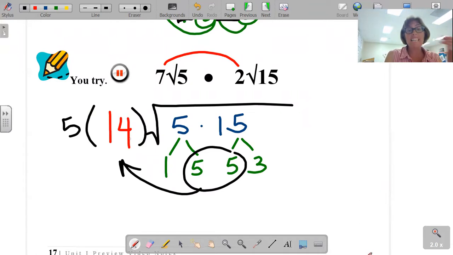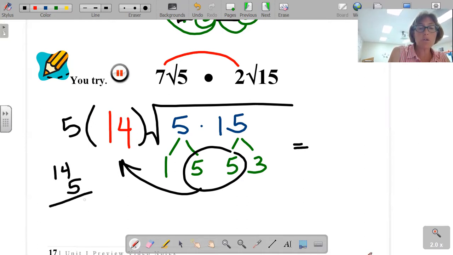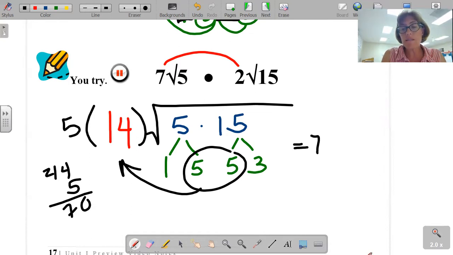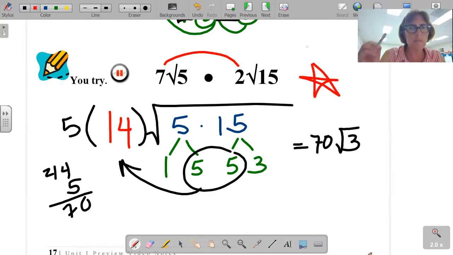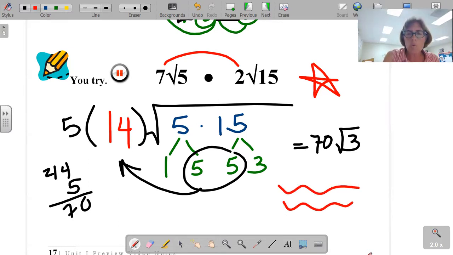Five times 14 is going to be 70. If you're like, how'd you do that? Well, 5 times 4 is 20. Carry the 2, 70. So it is 70 square root of 3. Outies, innies, simplify. If you got this correct, big star smiley. Woo woo, I'm so amazing. If you got it incorrect, I expect a little note. What are you going to remember next time?